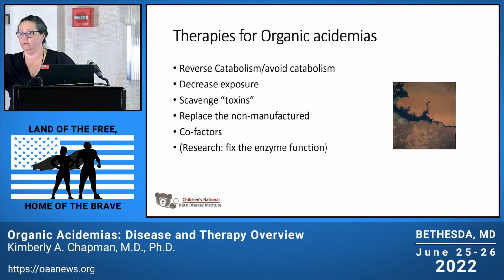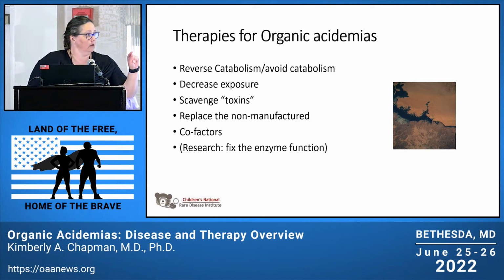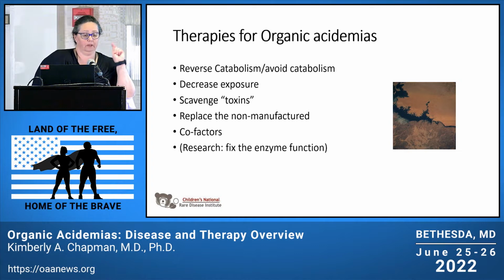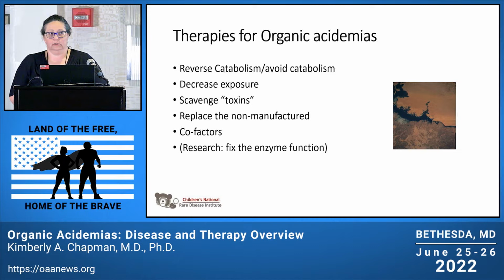And then avoid catabolism. This is avoid illness if we can. Treat illness because that's what I've got. This is treat fevers. This is plan for immunizations. This is do not become dehydrated. And then scavenge toxins. So the toxins we usually think of is the acid toxin and the ammonia toxin in this group. There's a few exceptions with a few other disorders. And then replace that which is non-manufactured. We'll talk a little bit about this.